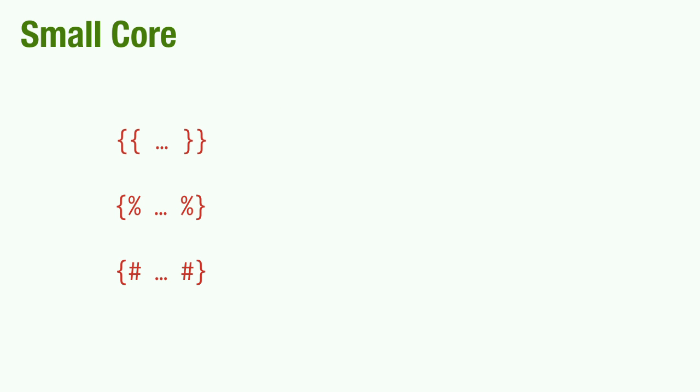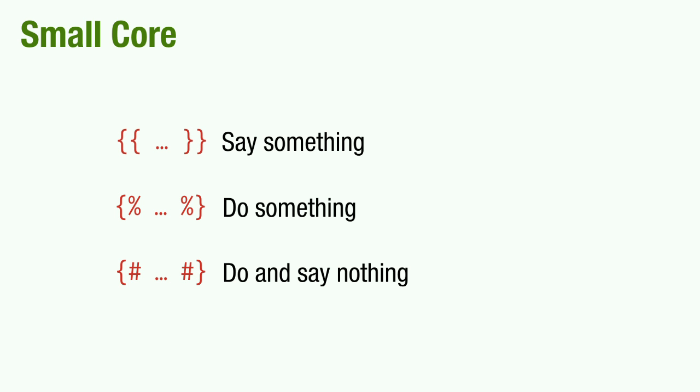So backward compatibility and the fact that we are releasing very often is part of the philosophy of Twig. And the other part of the philosophy I want to talk about today is that we have a small core. We only have three different ways of expressing something in a template. So you can say something, you can do something, or do or say nothing. So that's the commands. So the first two are very interesting, the third one not that much.